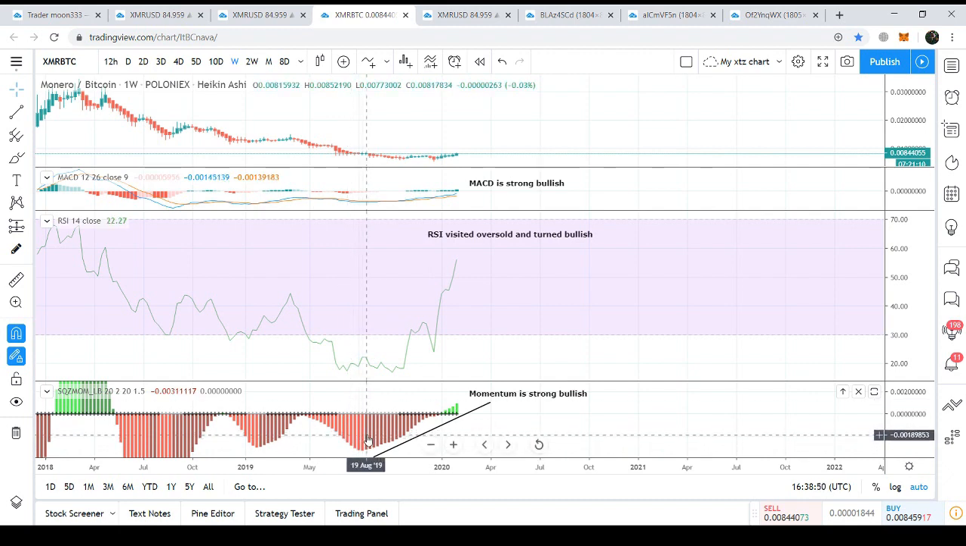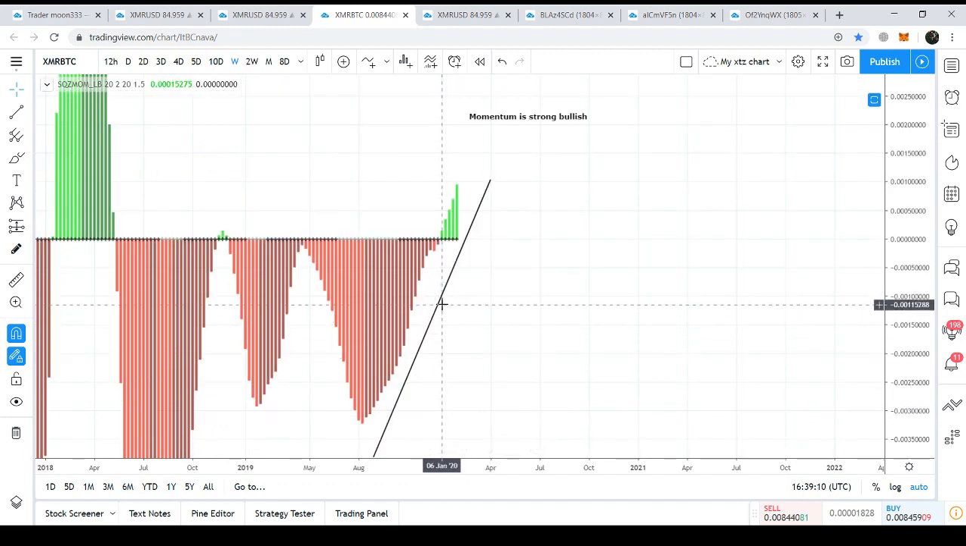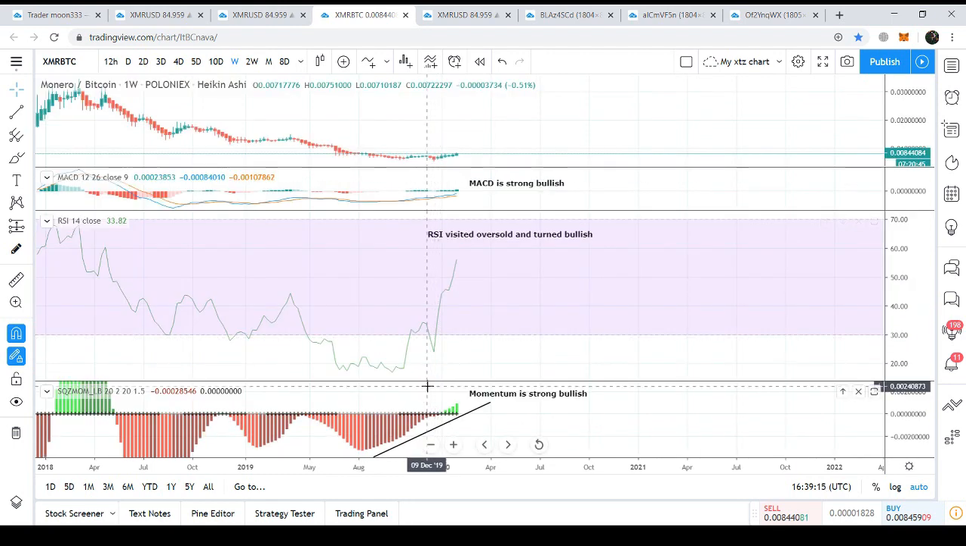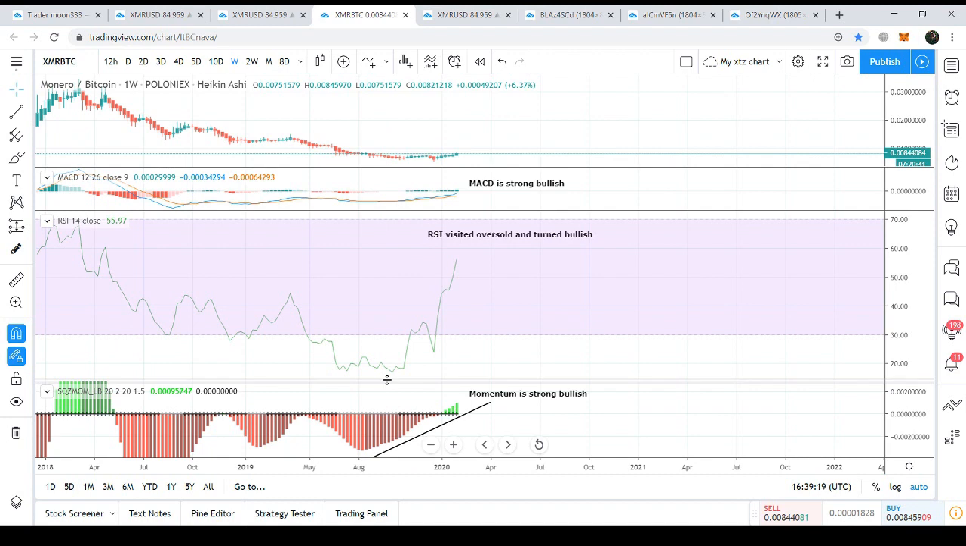Since August 2019, we can see that it turned weak bearish, and after that, the bars of this momentum indicator were getting squeezed and squeezed and squeezed, and now we have a very strong bullish signal by the momentum indicator. Now it has turned green, and every bar is formed bigger than the previous bar. So this is a very strong bullish signal by the momentum indicator and the price action of Monero.